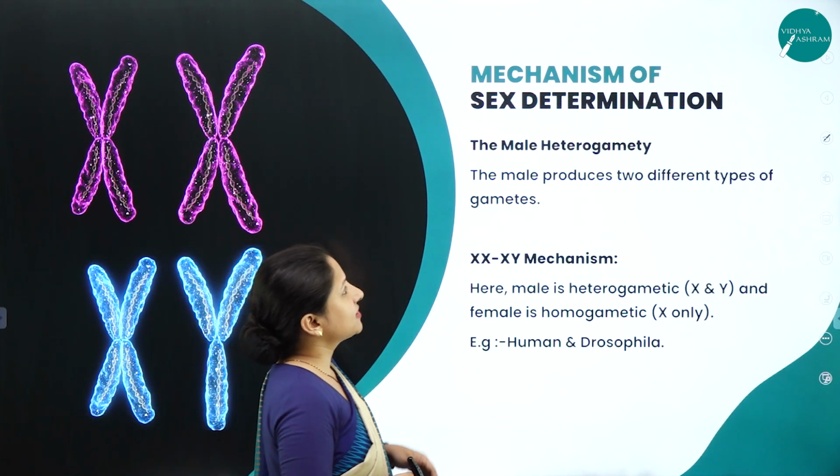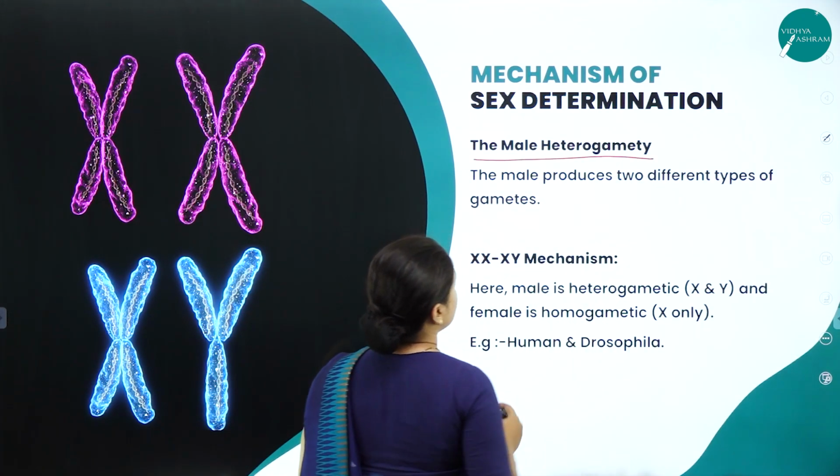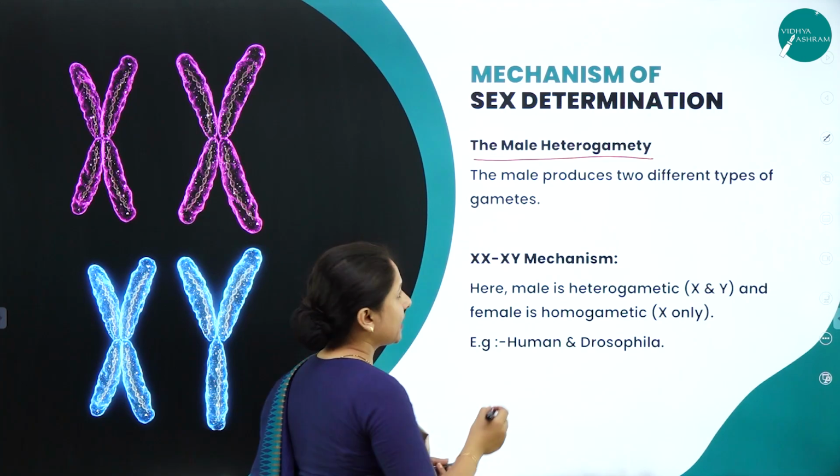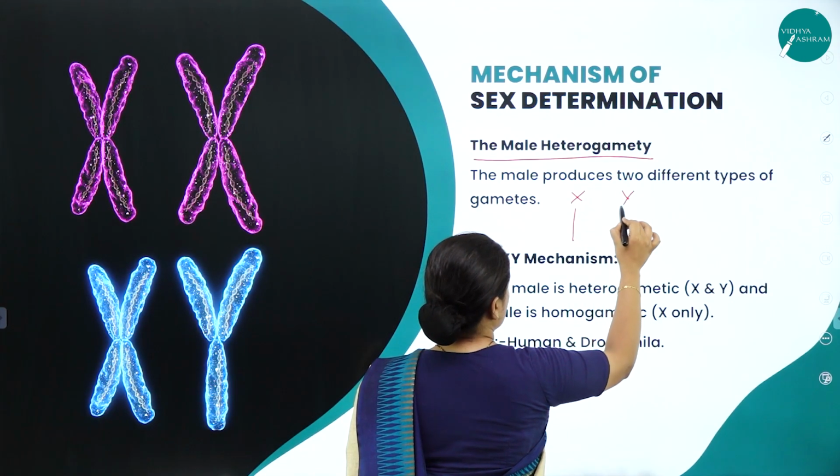So, the mechanism of sex determination is male heterogamety. The male produces two different types of gametes, right? It will produce an X gamete and it will produce a Y gamete.